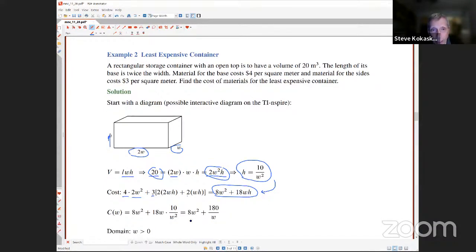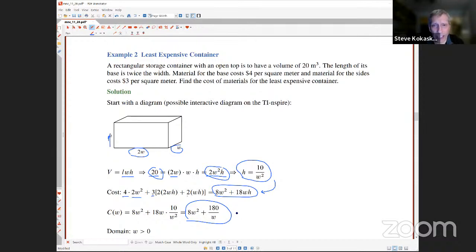And here's my cost function with a little bit of simplification. All right, cool. This one, I'm going to say that the domain is W greater than 0. I don't think I want to fool around with a width equal to 0. I'm going to say that W has to be greater than 0 here. Yeah, it wouldn't make sense to make it really, really big, but okay. Theoretically, W is greater than 0.